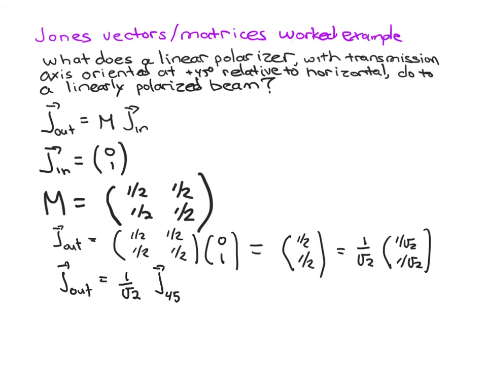a polarization state that is at plus 45 degrees. That's what a linear polarizer does. When the beam comes out, it's going to be polarized at plus 45 degrees.